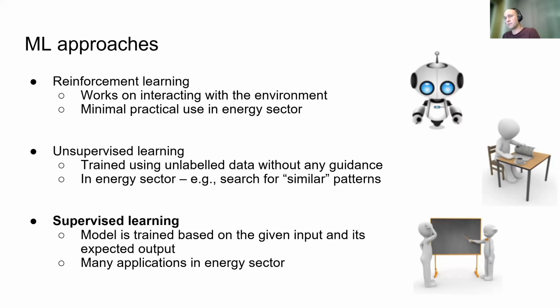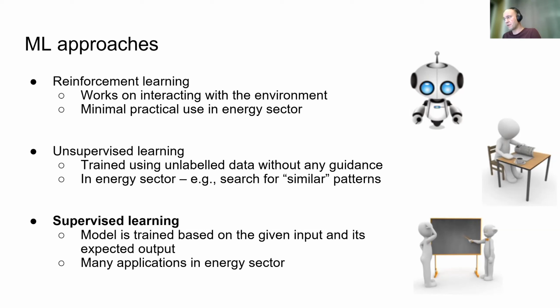The next big group is called unsupervised learning. In this case, training is using unlabeled data without any guidance. This approach has some applications in the energy sector. For example, you can search for similar patterns or some anomaly patterns and so on.